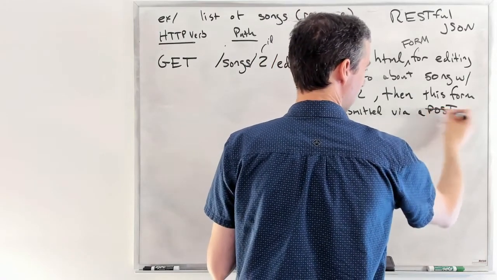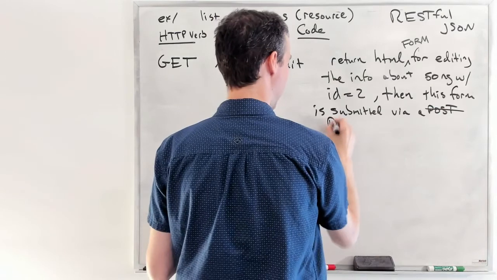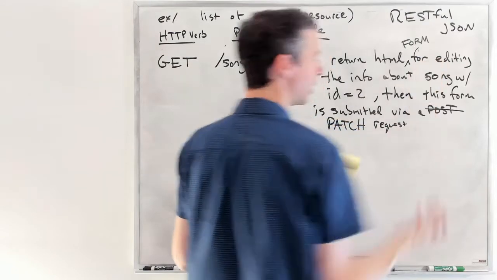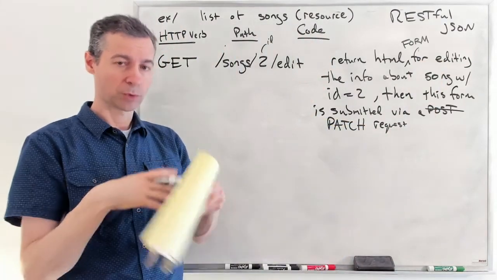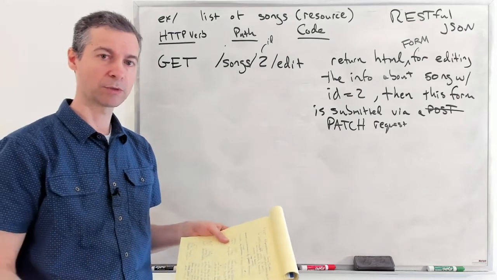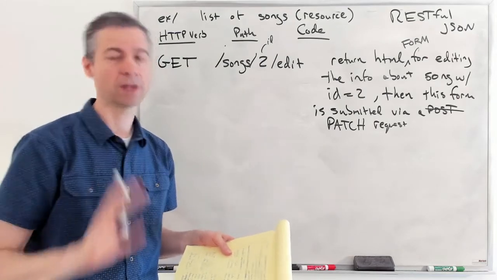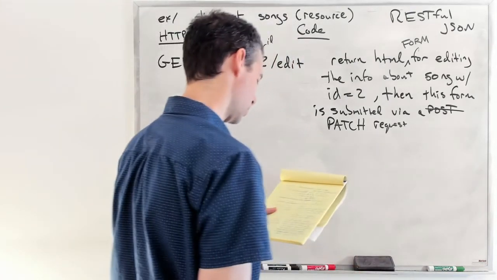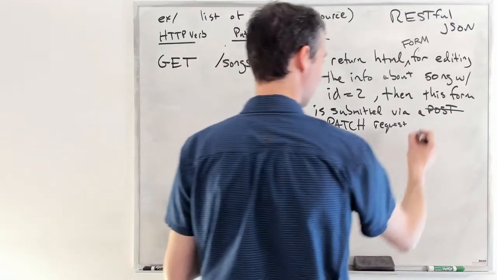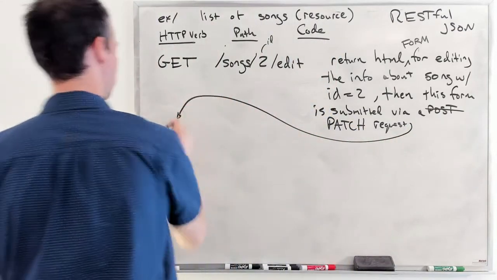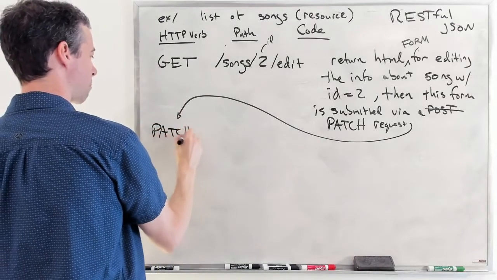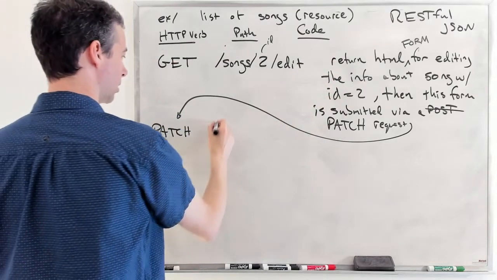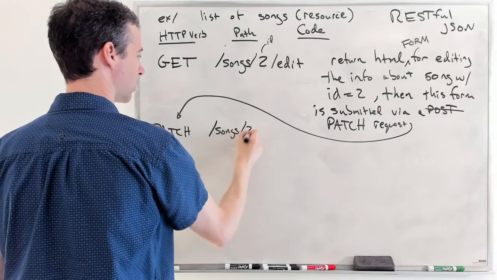And to make things better, via a patch request. It will be a post because it's a form, but because we're going to be using Rails, when we create the form for editing, we're going to be very careful and be able to show, yes, we are actually doing a patch request. So it's going to do a patch request, and that patch request is basically as follows. So we've got a patch. So we get us the form, a patch to songs/2.